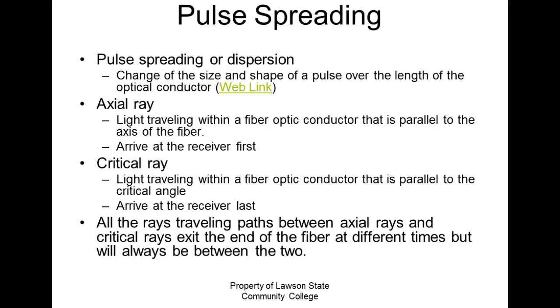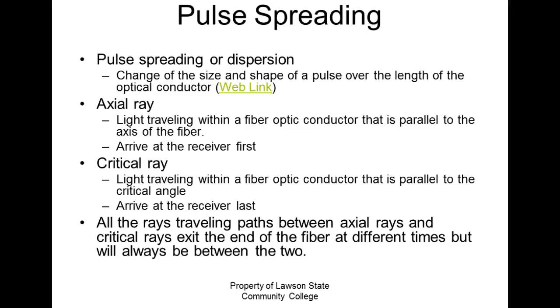So pulse spreading is the spreading of a ray over distance, right? That makes sense. And what happens is when we're using light and you have critical rays and actual rays, the actual rays are going to get to the receiver before the critical rays. So you're okay on actual rays and critical rays? That makes sense? So the actual rays are the ones moving down the center. They're parallel to the cladding, or the core, I guess you'd say.